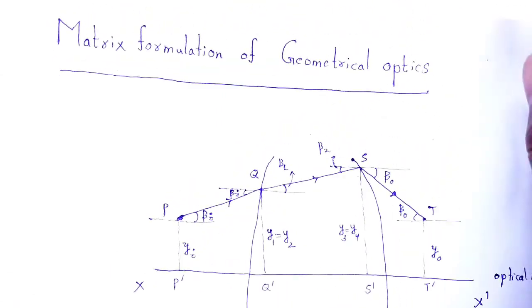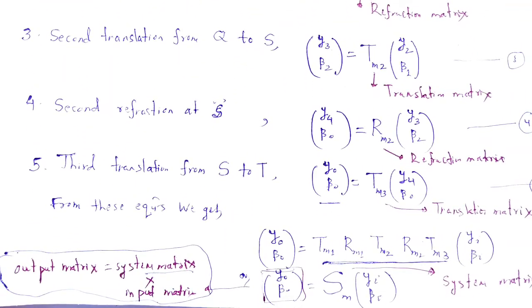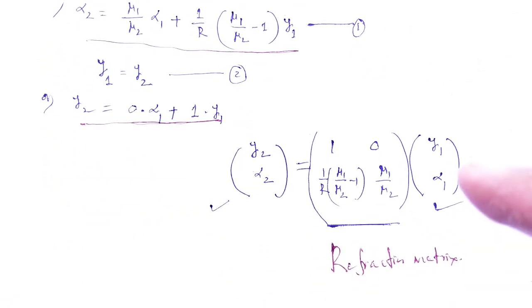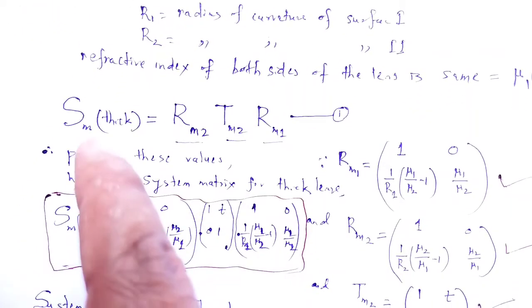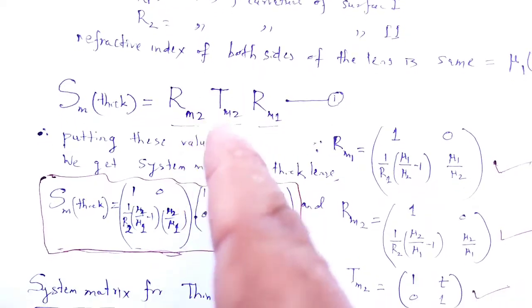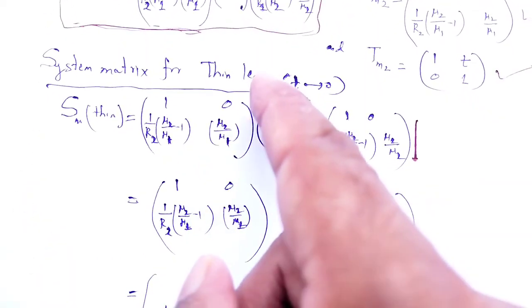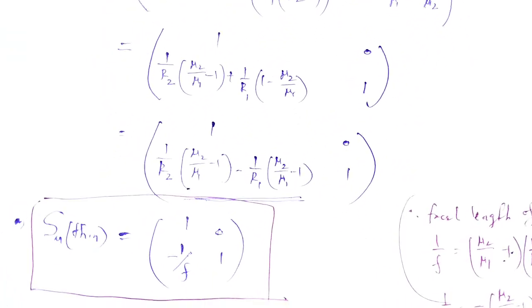So with the help of this video lecture, we understood the matrix formulation of geometrical optics, the concept of the system matrix as the combination of translation matrices. Here we found the translation matrix and the refraction matrix. These two matrices are used to calculate the system matrix for the thick lens. Consider a thick lens, the system matrix is the combination of two refractions and one translation, calculated as we previously did. So those values are put here. Next, the system matrix for the thin lens. In the case of t, here I put 0. Solving this matrix multiplication, finally we get the system matrix for the thin lens.